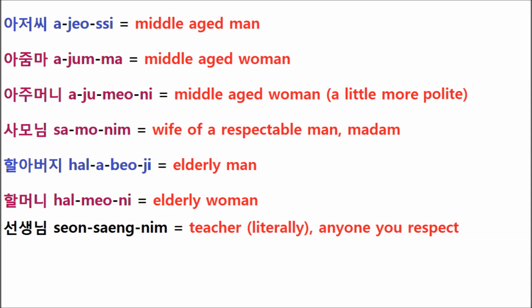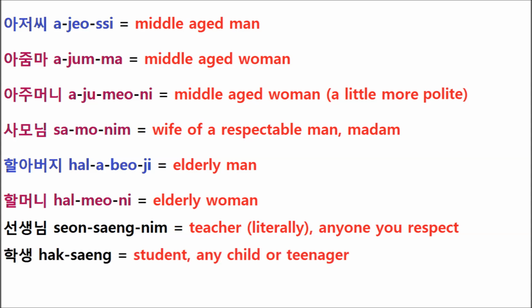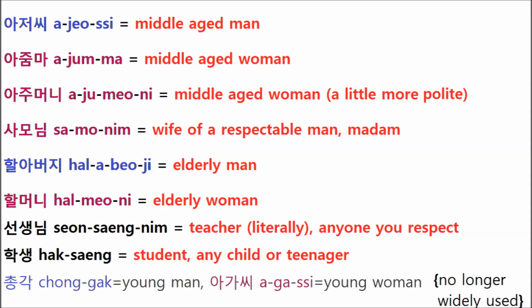Anyone who strikes you as intelligent. Seonsaengnim. On the other side, there's also haksaeng. This means student, and it's safe to assume that any child or teenager is a student. There are also words for young man, cheongnyeon, and young woman, agassi. But nobody really uses these words anymore. They've fallen out of fashion. Elderly people may still use them towards young adults. And I think sometimes men use the word agassi when they're trying to hit on a young woman. But nice boys don't do that.